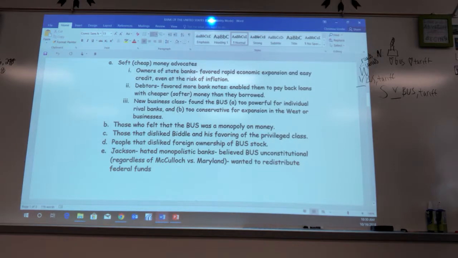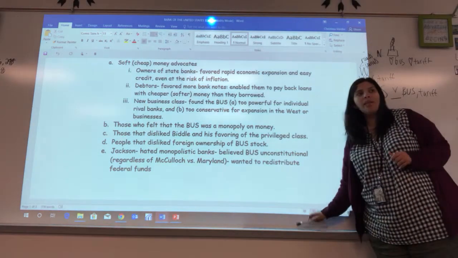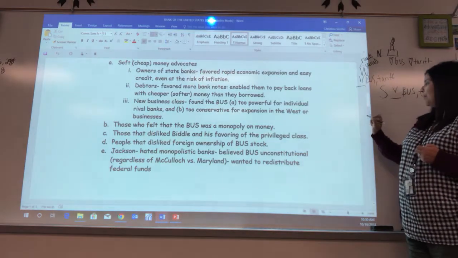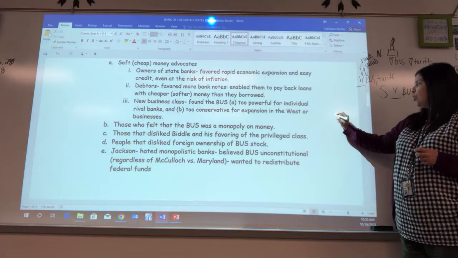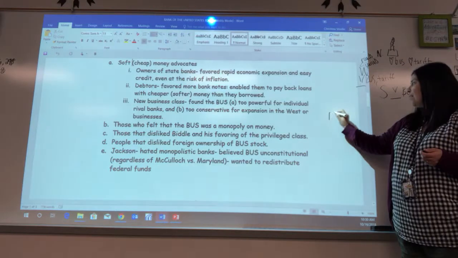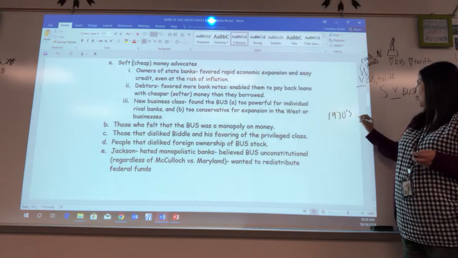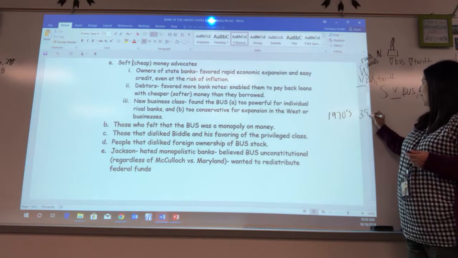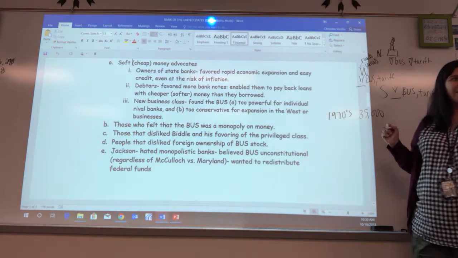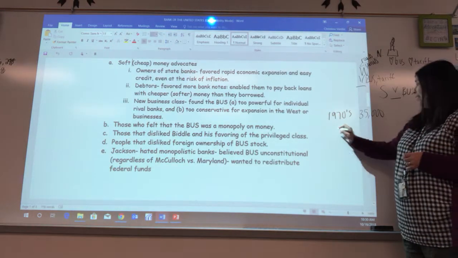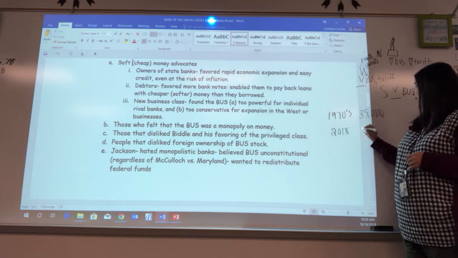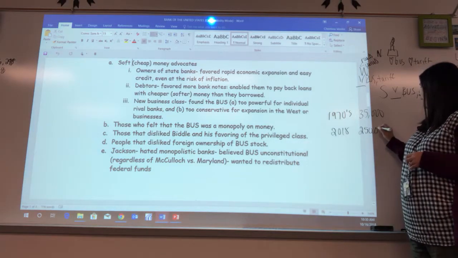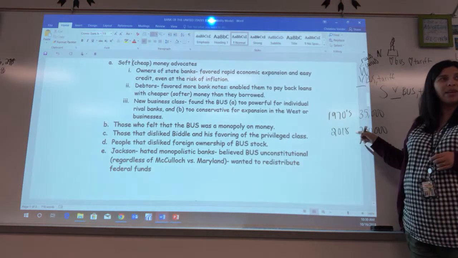Okay, when I think of a debtor, you have to owe money, right? So let me just explain. My mom, when she originally bought her house in the 1970s with my dad, they bought a house that was worth $35,000. Okay, that house today, when we look at 2018, is worth $250,000. Did they pay more for that house?